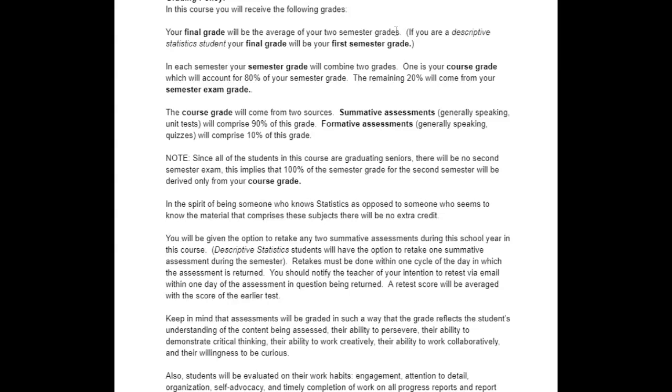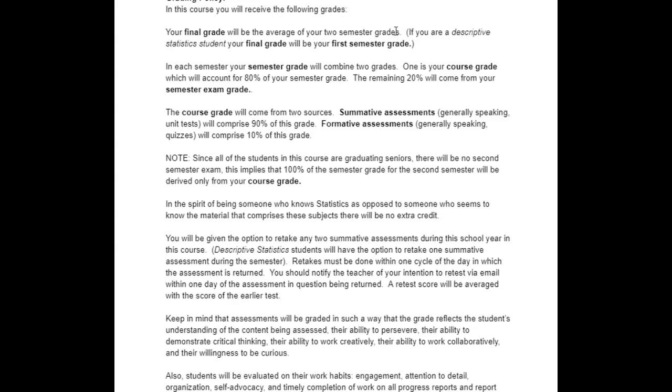The material, there's not going to be any extra credit. Okay, so do the work and you will be fine. You will be given the option to retake any 2 summative assessments during the school year in this course. If you're in descriptive statistics, the semester version, you only get 1. Retakes need to be done within 1 cycle of the day in which the assessment is returned.